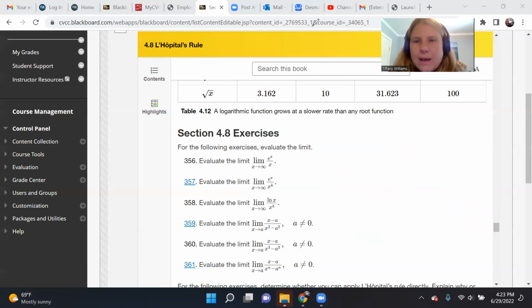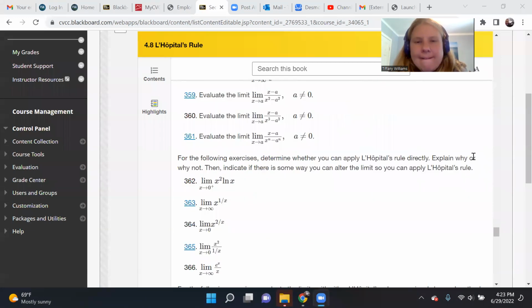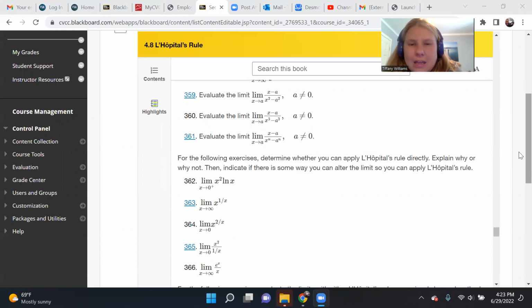We are going to look at, let's do 261. 261 looks not nice. We'll see what happens with it. Again, if I was to plug a in, I would have a minus a, which is 0. I'd have a to the n minus a to the n, which is also 0.